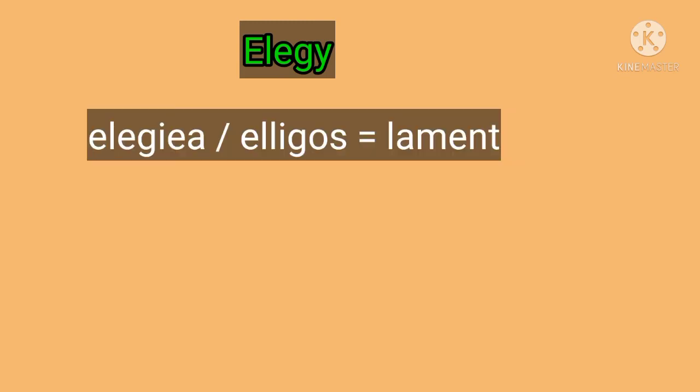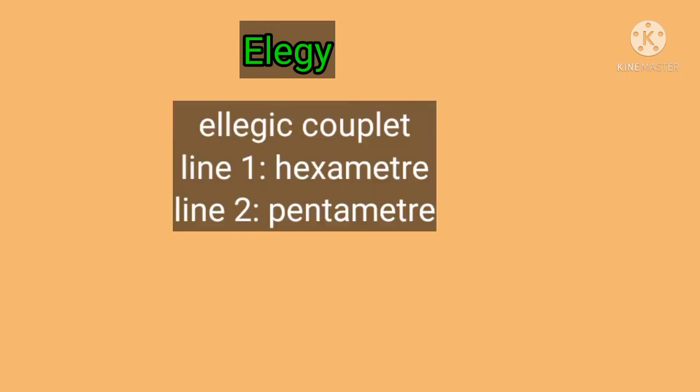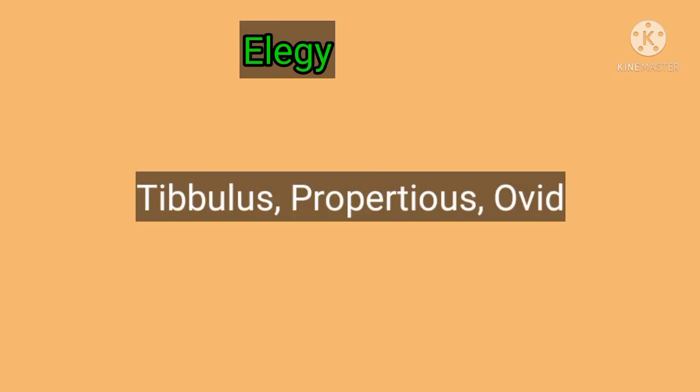The term elegy originates from the Greek words elegia and elegos, meaning lament. Earlier, it was written in elegiac couplets. Each couplet consisted of a hexameter followed by a pentameter. It was a very popular form in the Augustan age. Tibullus, Propertius, and Ovid have written several elegies.